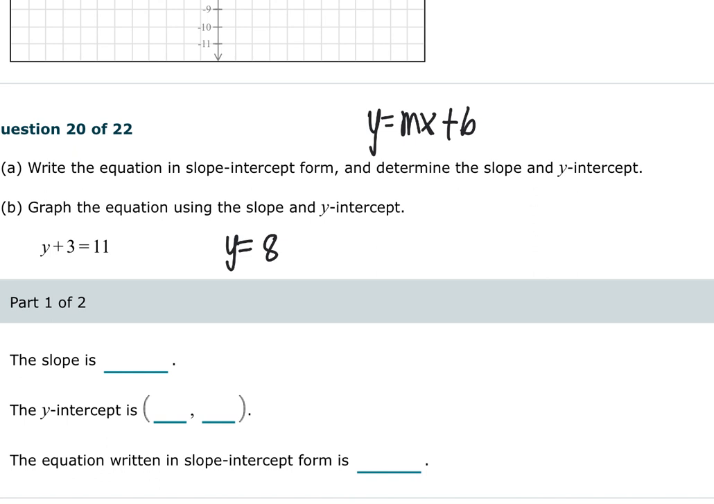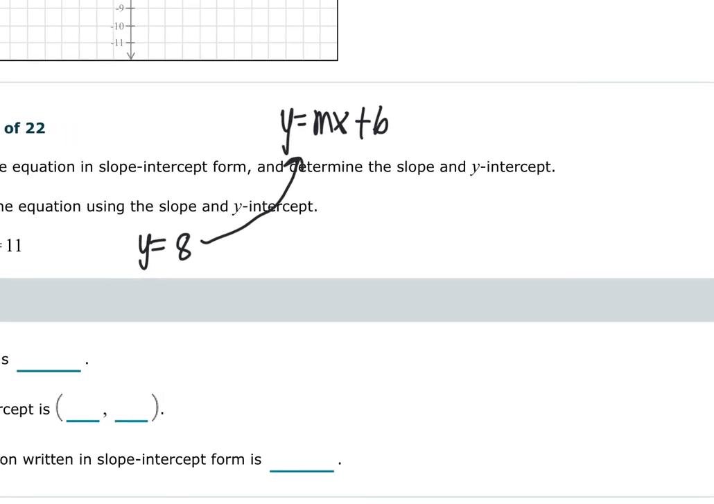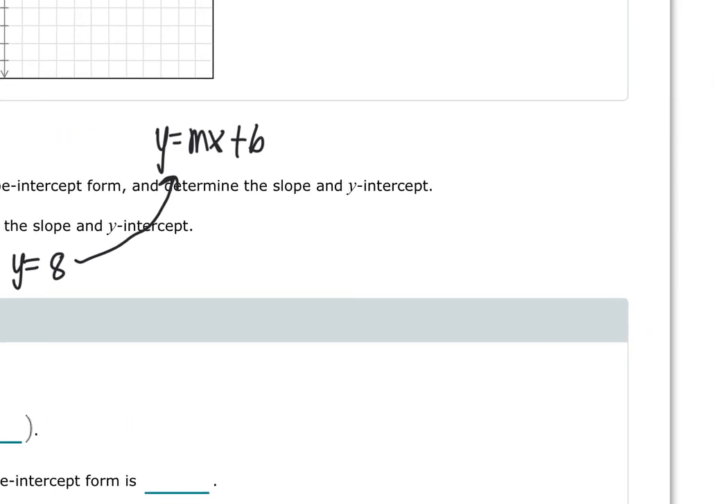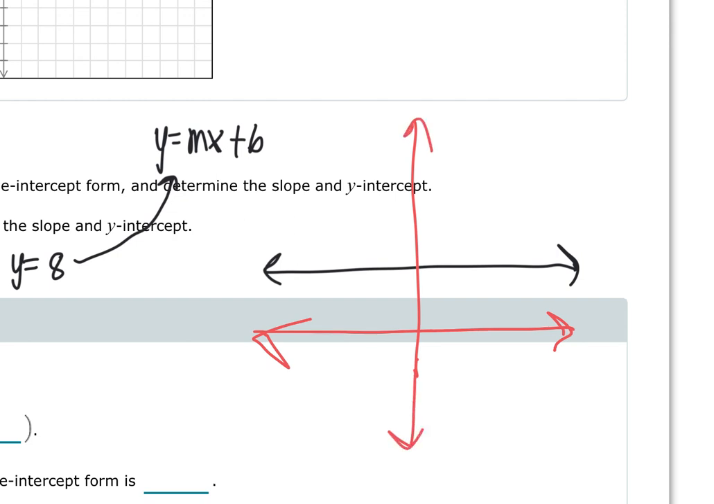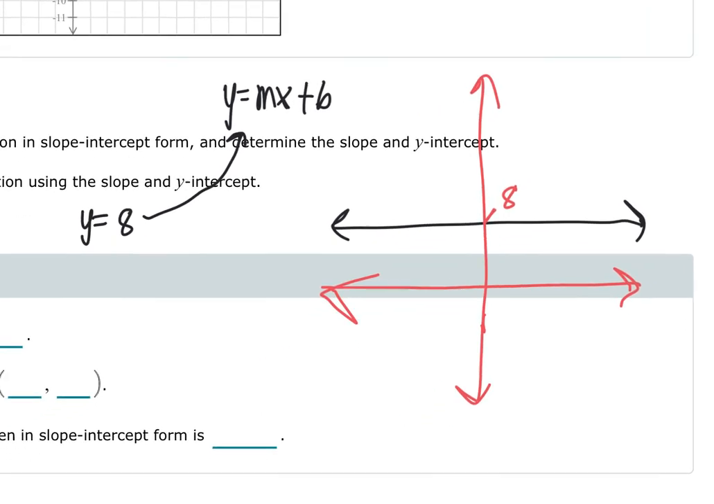Well, it doesn't really look like my form right here. And that's because a line that just says y equals a number is a horizontal line. It goes through the y-axis. So let me draw the x-y axis. So here's my xy axis, and this line of y equals 8 is just crossing the y-axis at the y value of 8. And it's just a horizontal line.